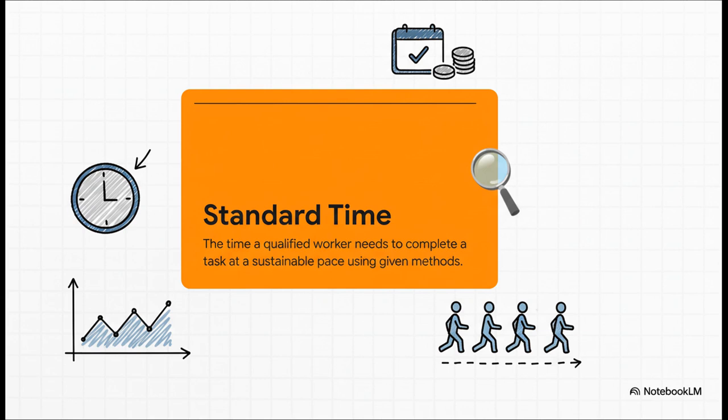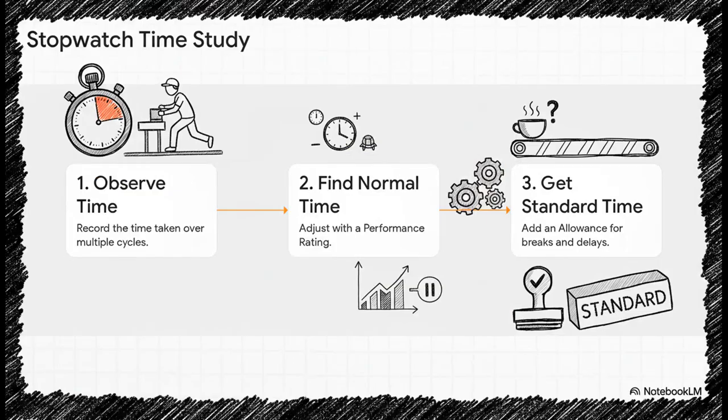Now, this isn't about the fastest time anyone has ever done the task. It's about setting a realistic, sustainable benchmark for how long a task should take for a trained worker who's working at a normal, steady pace. This number becomes the baseline for everything, from scheduling work to figuring out payroll.